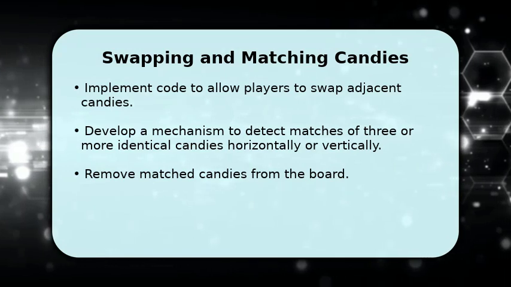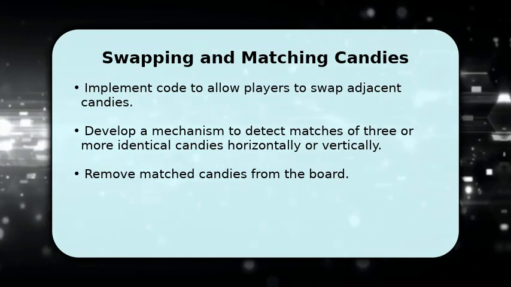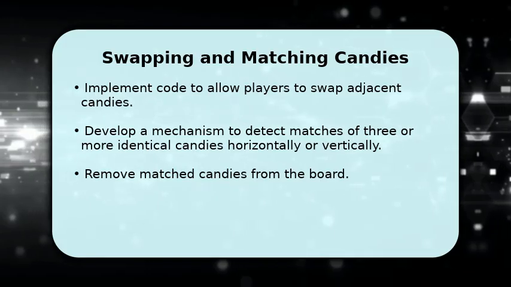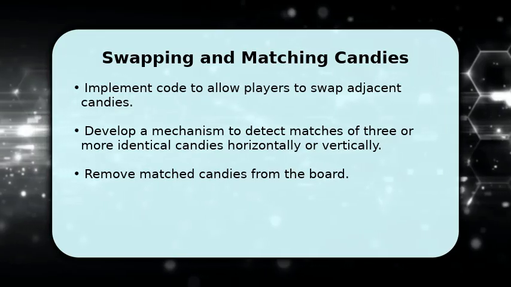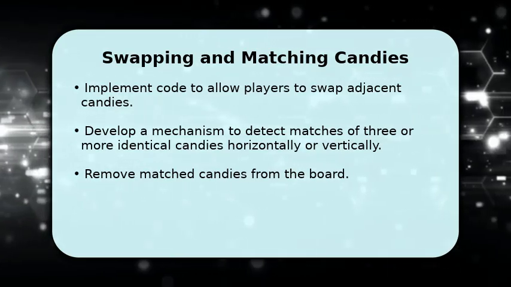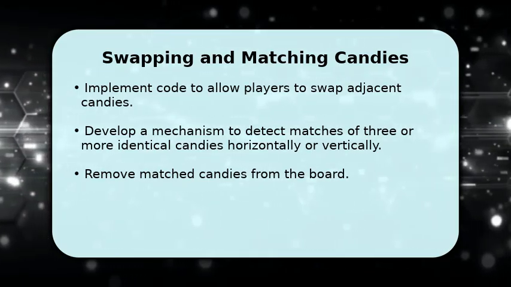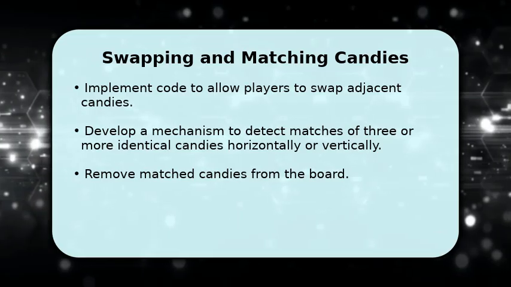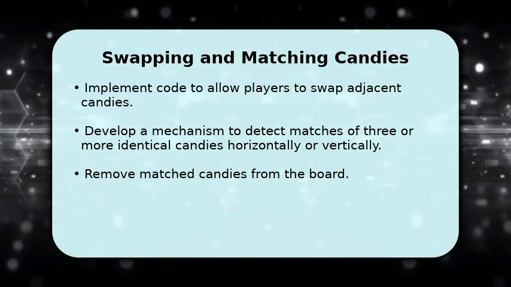Now, let's implement the core game mechanics. Players should be able to swap any 2 adjacent candies by clicking and dragging, or by selecting them sequentially. Crucially, you'll need to write scripts to detect when 3 or more identical candies align horizontally or vertically. Once a match is found, these candies must be removed from the game board, clearing space for new ones.